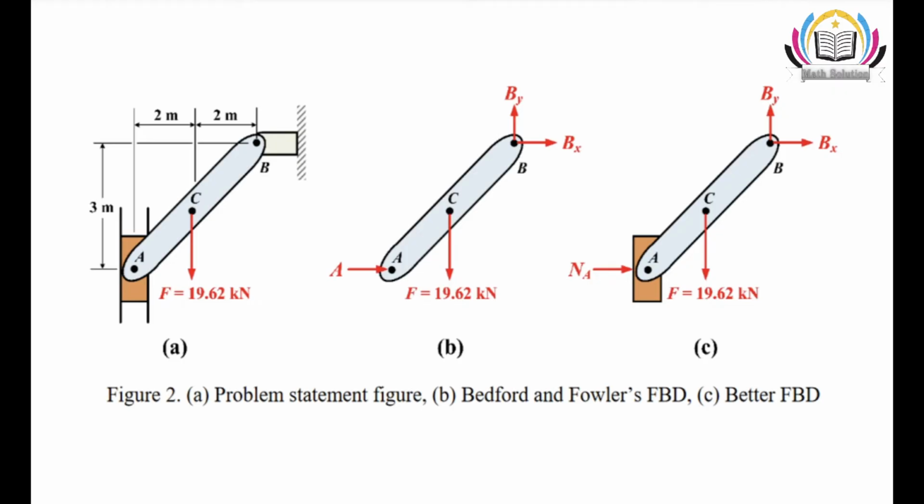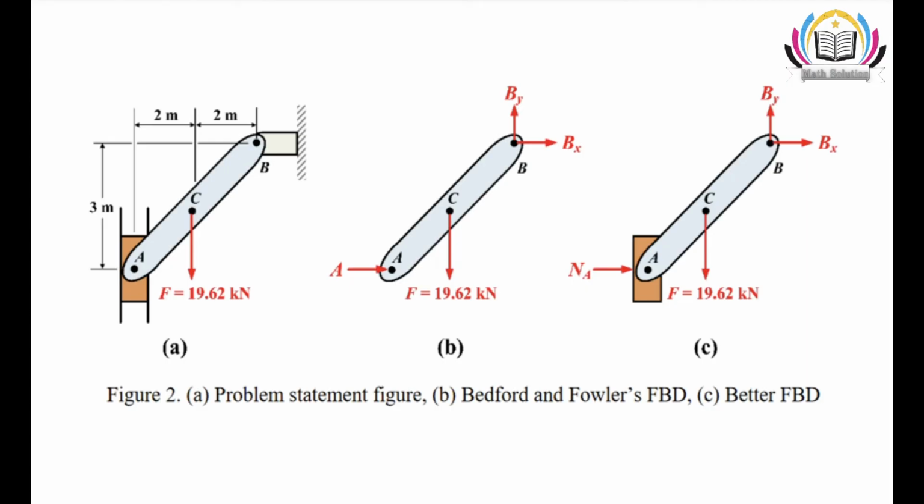Now, let's move on to resolving the force F into its components. We'll show the horizontal component as Fx and the vertical component as phi. To find these components, we can use basic trigonometry. In this case, the force F makes an angle with the positive x-axis, so we'll use sine and cosine functions to calculate Fx and phi.